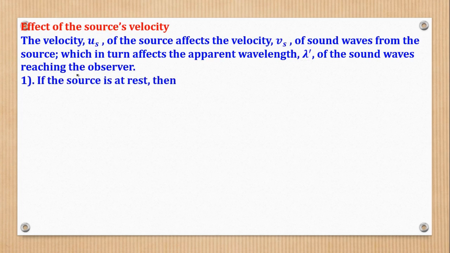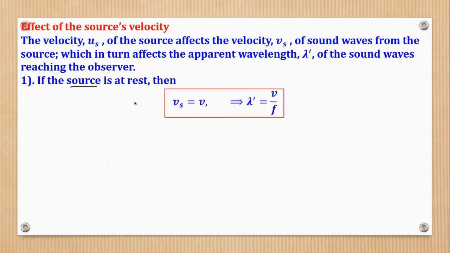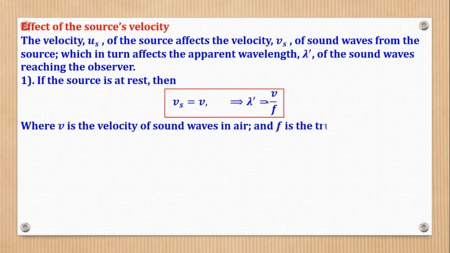So there are also three cases. One is if the source is at rest, it implies that this Vs will be equal to V, and therefore lambda prime will be V over F. Remember, lambda prime will be equal to Vs over F. So F is the true frequency of the note sounded, as we saw in the diagram.